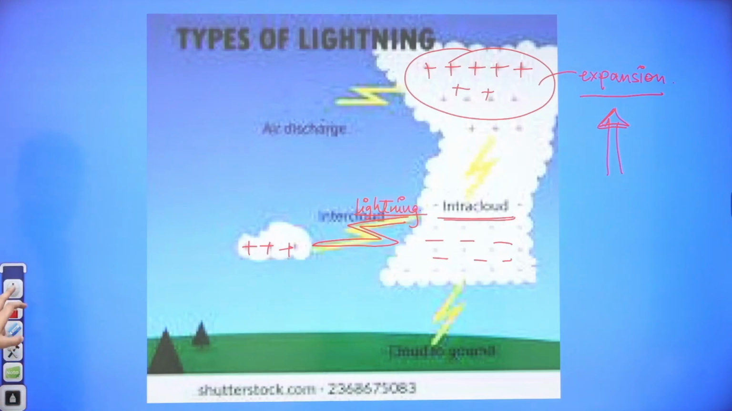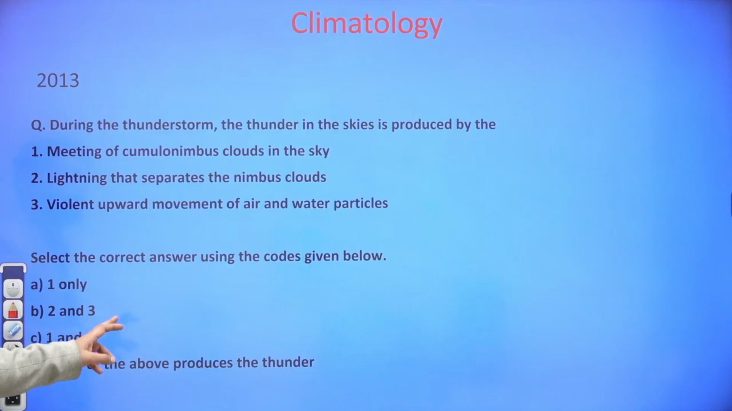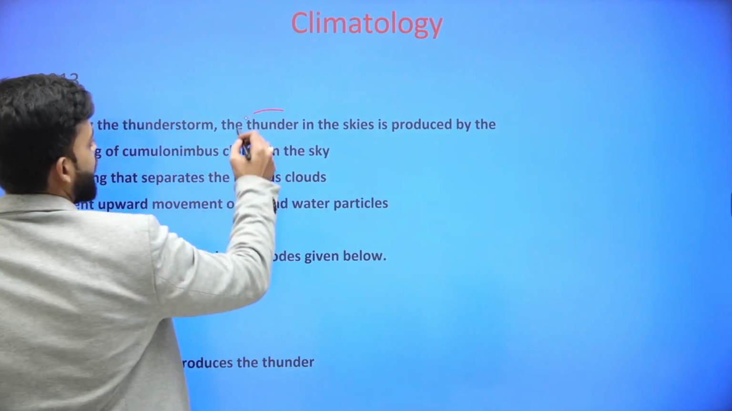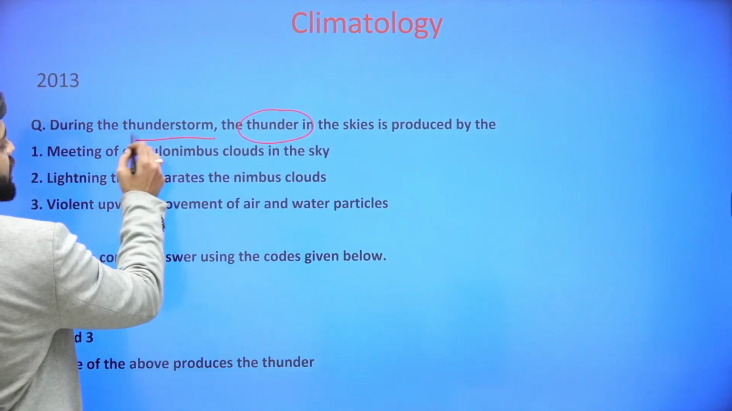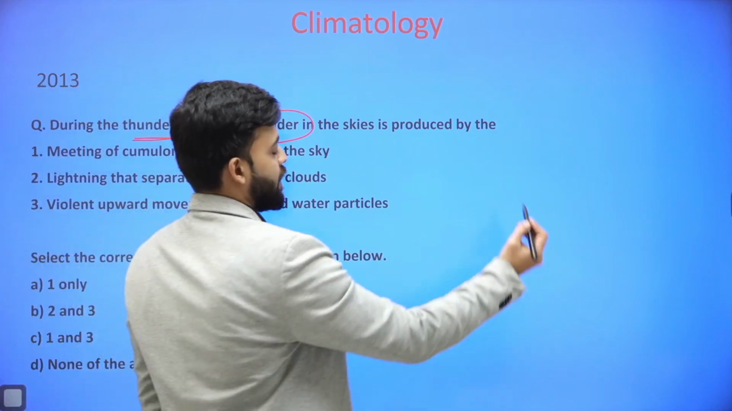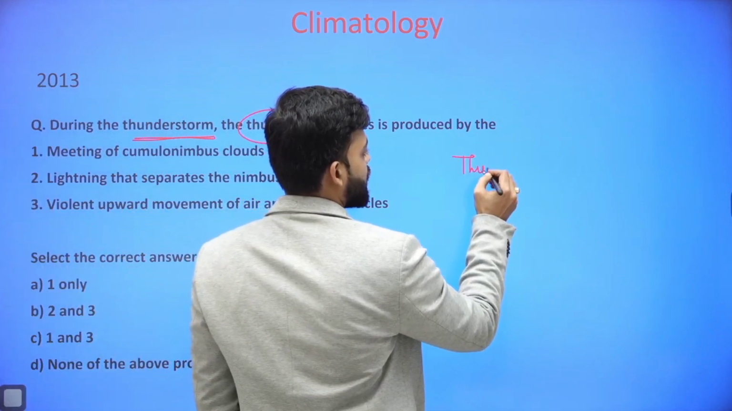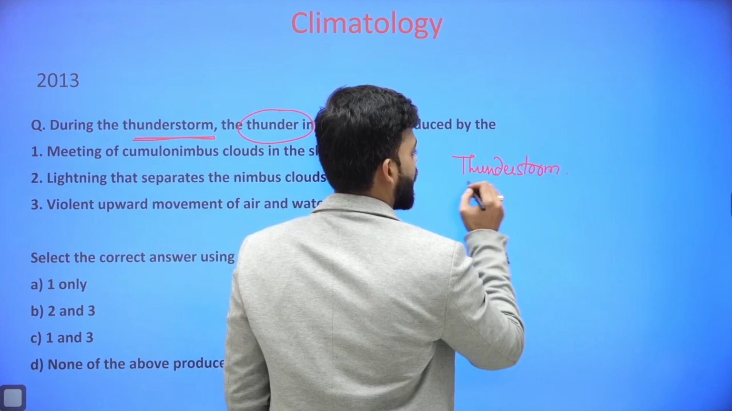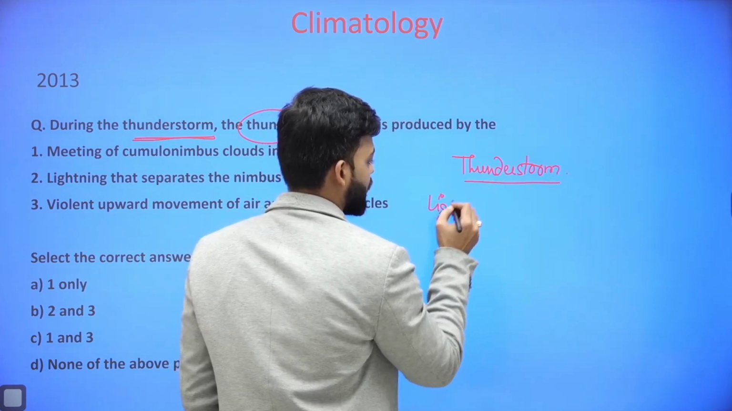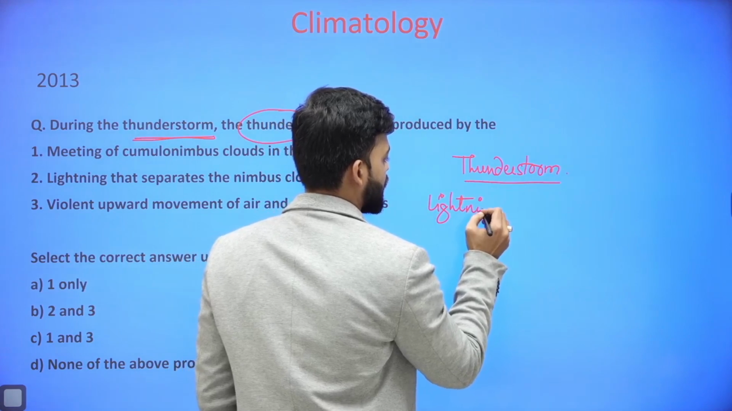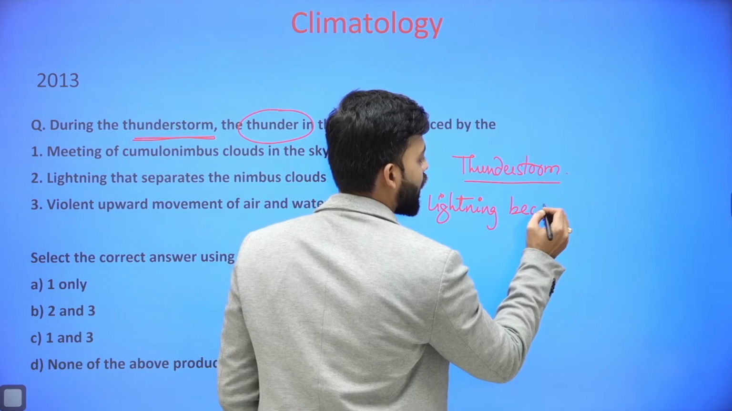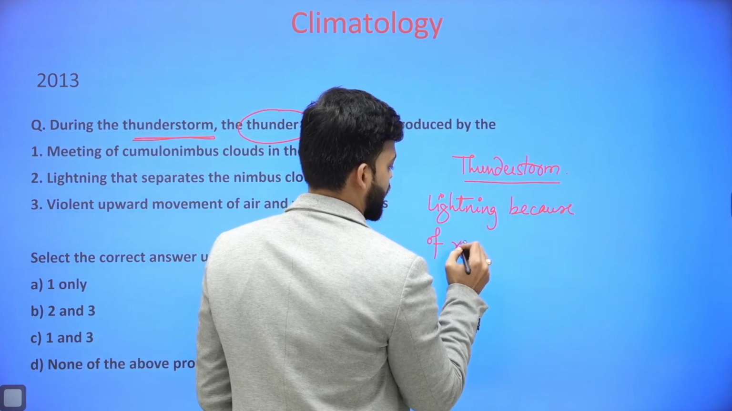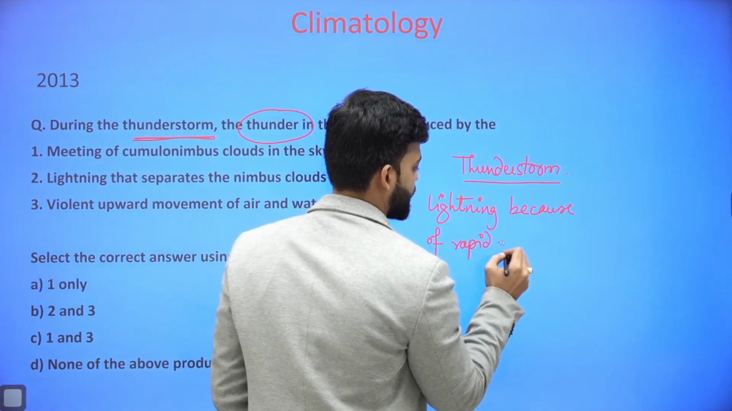Now what happens during lightning, during thunderstorm? This question is about thunder and not thunderstorm. Now there is a difference between thunderstorm and thunder. Basically, thunderstorm is lightning because of rapid upward movement of air.